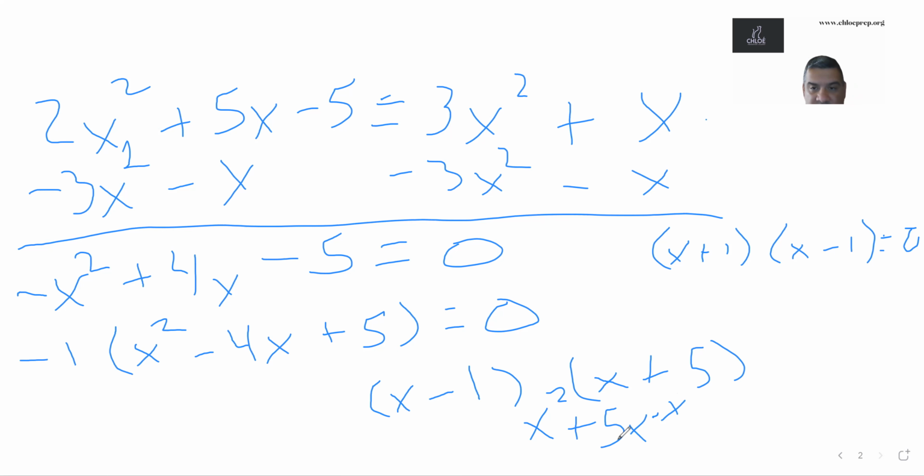Okay, so maybe we want it reversed. Because we wanted to get to -4x. I'm glad I made that mistake so that you could see it. So we actually want +1 and -5. So we're switching the signs. -5x plus x would be -4x. And then 5.